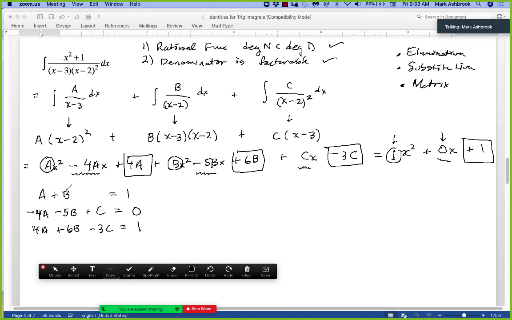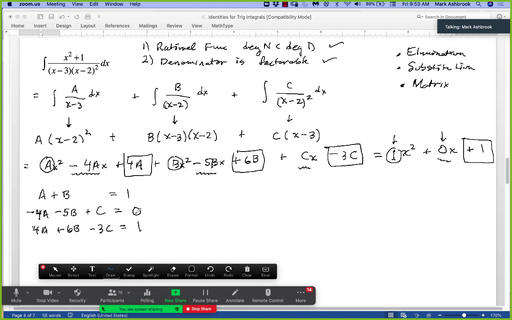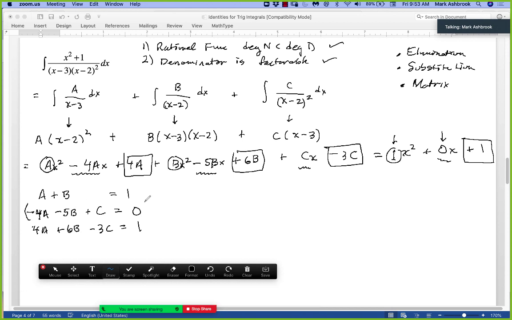But I notice that I have a plus b equals 1. So what I'm thinking is, if I could eliminate c from these 2 equations, then I'd have another equation of a and b that I can combine with this one. So how would I eliminate c? To eliminate c, it looks like I can multiply this by 3, then I'd have plus 3c, and I could add and it'd be 0. All right, so negative 12a plus 4a looks like negative 8a. Negative 15b plus 6b looks like negative 9b. 3c minus 3c is 0. Equals 1.